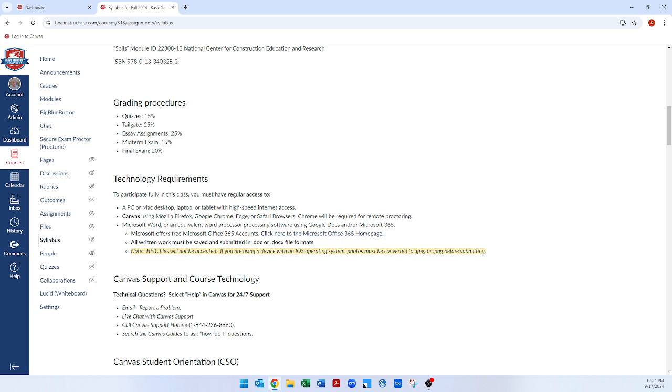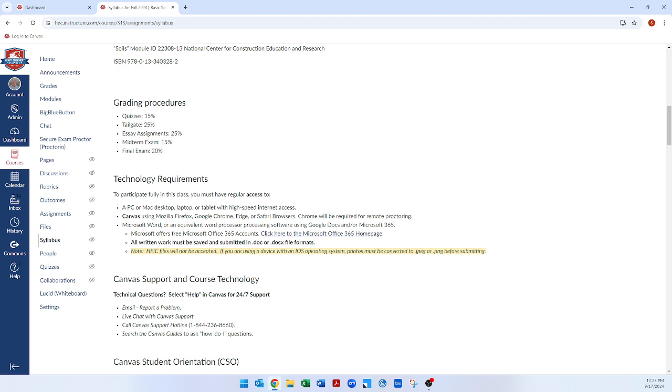Microsoft Word, or an equivalent word processing software using Google Docs or Microsoft 365. I'm telling you what you need to have to upload. Many of your assignments will have a text box where you can write your assignment out and upload it. Some assignments, probably the best way to upload them will be to write it out on a sheet of paper, take a picture of it, save it to your computer, and then send it to me via email.